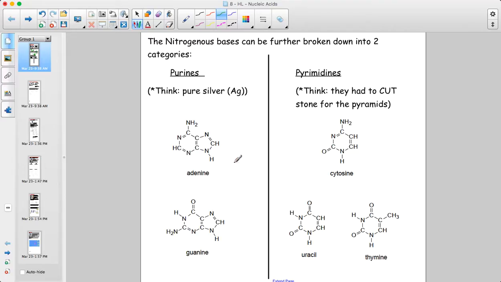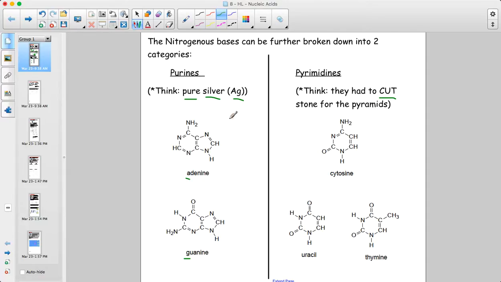The way I remember is with some very silly little things I've come up with, which is when I hear purines, I think of the word pure, and things that I think of as pure would be like silver and gold, these elements. So pure silver, Ag, reminds me that adenine and guanine are the purines. Pyrimidines, another very silly, dumb way to try to remember them is that pyrimidines makes me think of the pyramids, which makes me think of big giant stones that had to be cut. So C, U, and T, cytosine, uracil, and thymine are the pyrimidines.